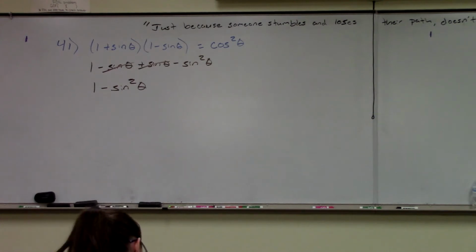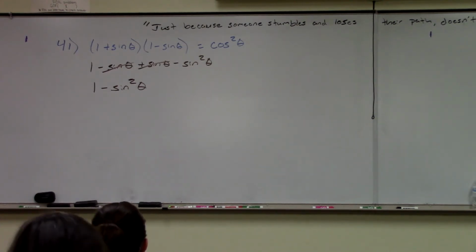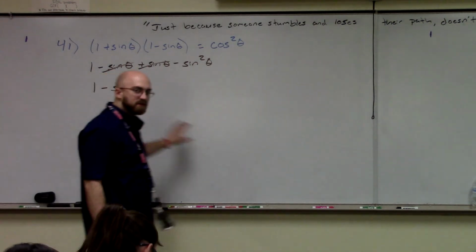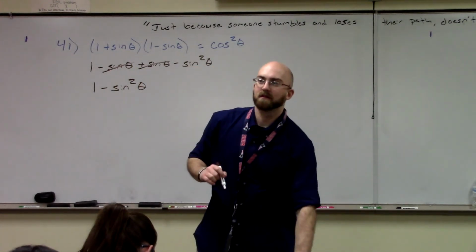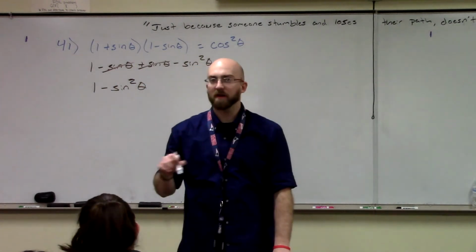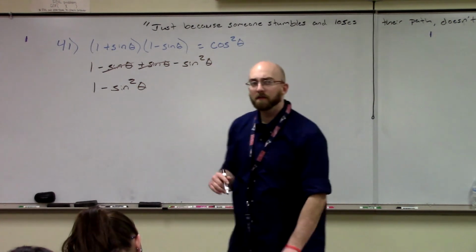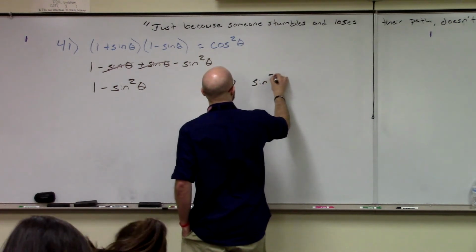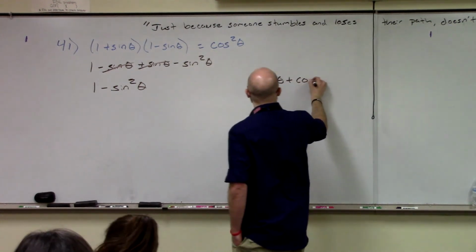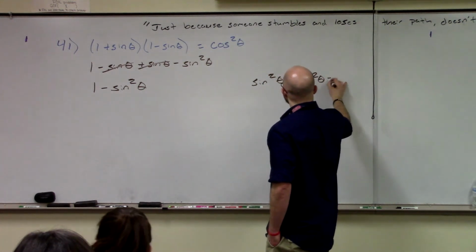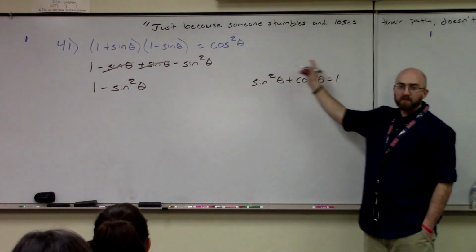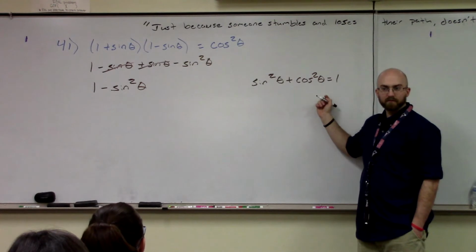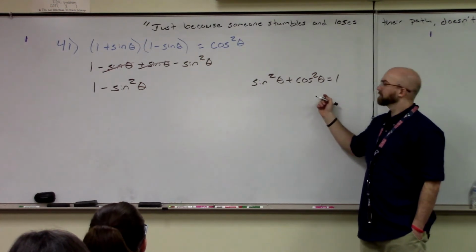Okay. I'm left with this right here, and I need to use Pythagorean identities. I need to use those somehow. I know the basic Pythagorean identity is sine squared theta plus cosine squared theta equals 1. Now this is your basic one. You can rewrite this one as sine squared theta minus 1 equals cosine squared theta, right?